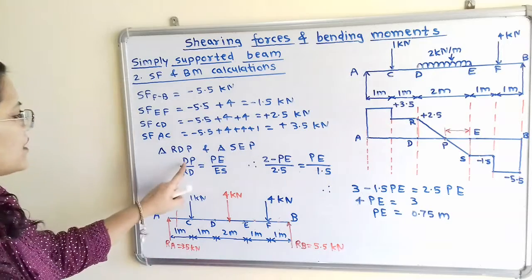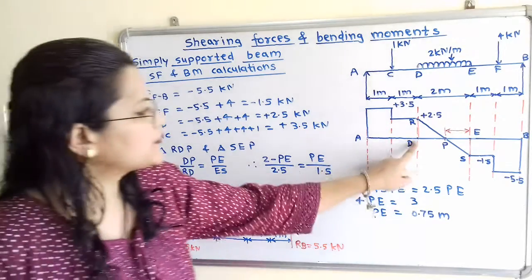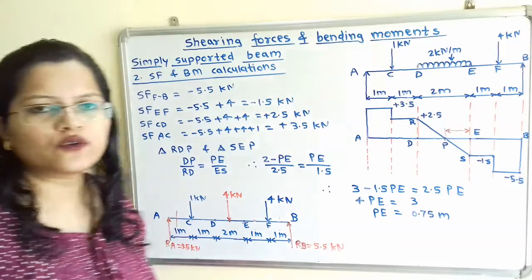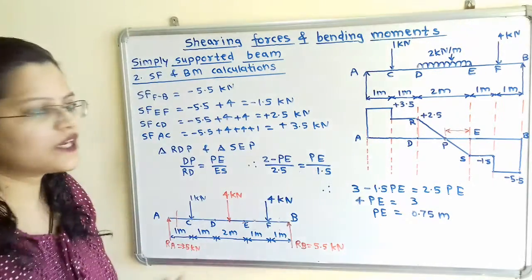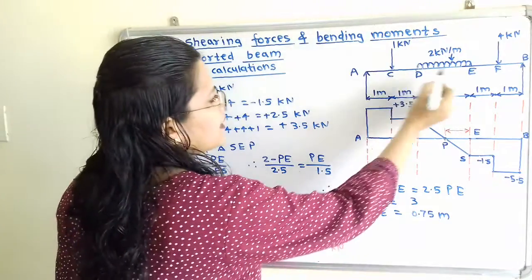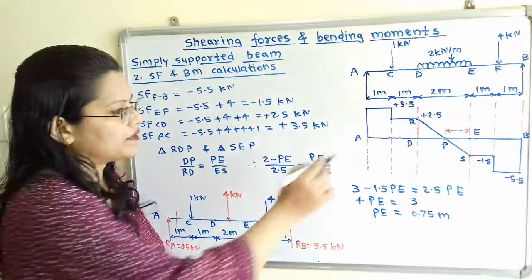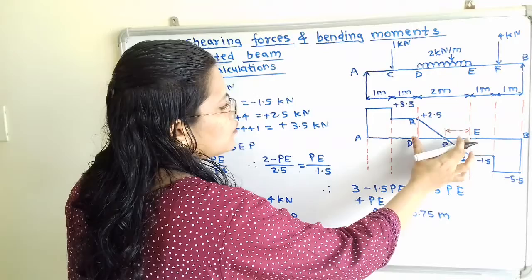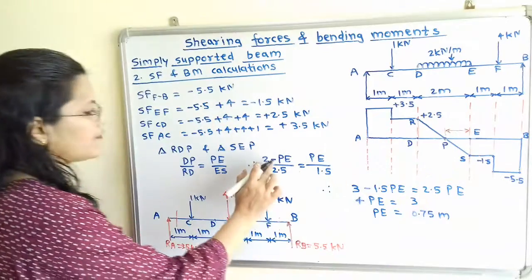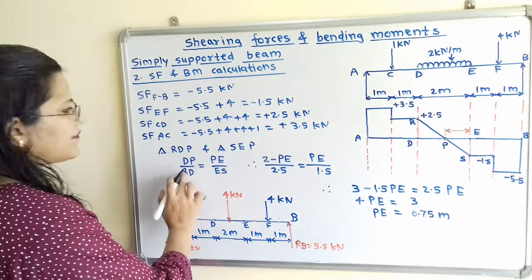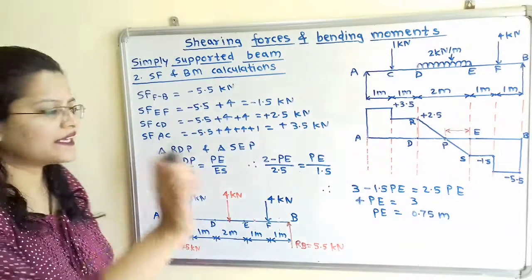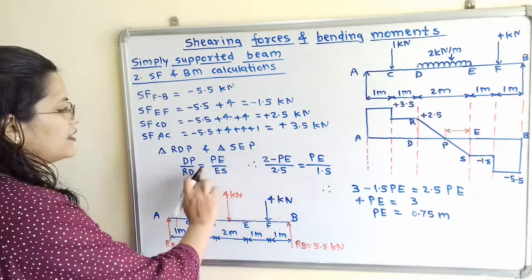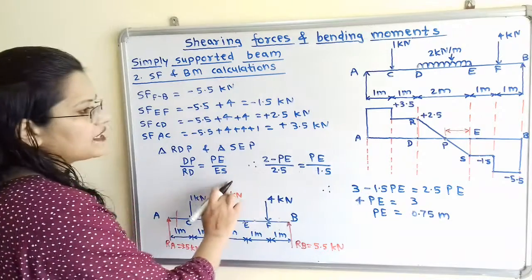Now we will put the values. If we observe, here DP as well as PE, both are unknown. So how to write this DP in terms of PE? Because the total distance from D to E is equal to 2 meter, this DP is equal to 2 minus PE. So we will write here (2 minus PE) divided by RD. For this RD we will consider magnitude only, that is 2.5, is equal to PE divided by ES.